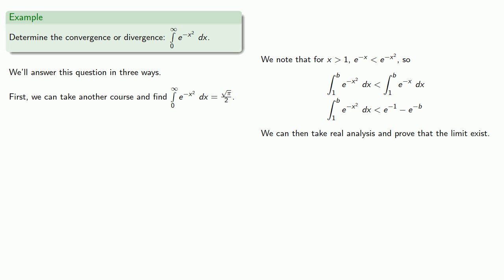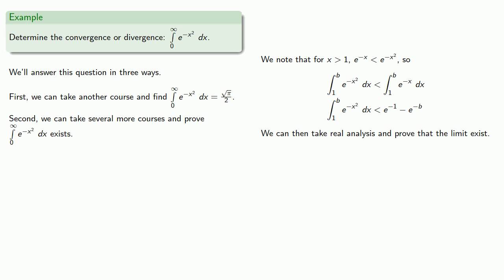Now, you'll need to take a couple more courses before you can take real analysis, so let's take a few more courses and then prove that our limit exists. The advantage here is this process works more generally for other functions besides e to minus x squared. What's that? You haven't taken multivariable calculus or real analysis yet, because this is only second semester calculus? Well, that's okay. We can still solve the problem.